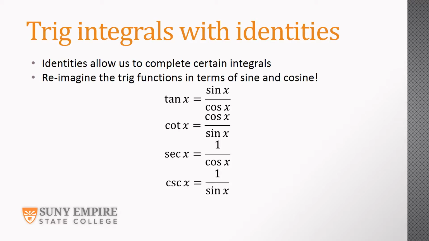Certain trigonometric functions cannot be integrated as written. However, we can find the integral if we use an identity to reimagine the function. Recall that all the other trigonometric functions can be considered ratios involving sine and cosine. Tangent is sine over cosine. Cotangent is cosine over sine. Secant is 1 over cosine. And cosecant is 1 over sine. Let's see how we use these identities to find the integral of a trigonometric function.